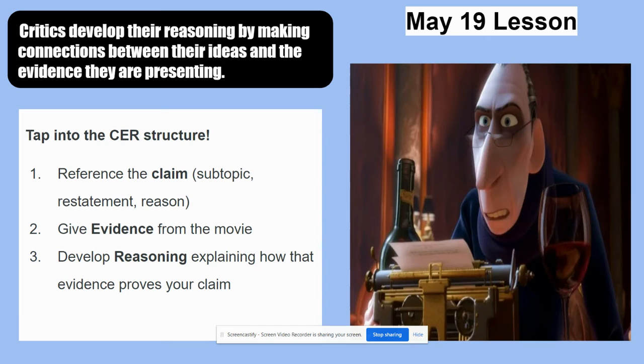Your claim again should be one sentence and it should be about if you think the movie is quality, not quality, or a mix. Okay, so that's the one thing you want to make sure you do. Then you want to give evidence from the movie. Be very specific. Okay, a real specific example of where your opinion happens, and then make sure that you develop some reasoning that explains how that evidence proves your claim.